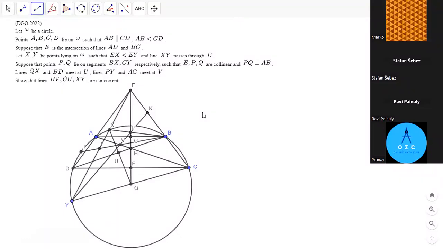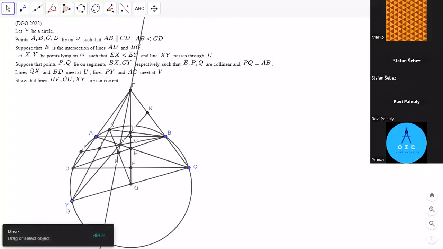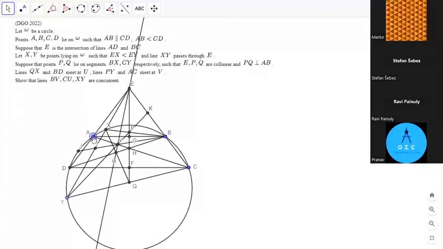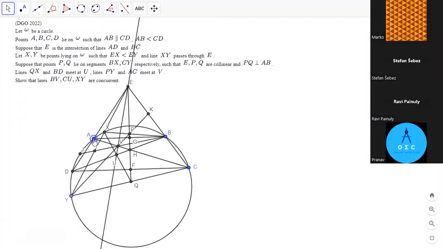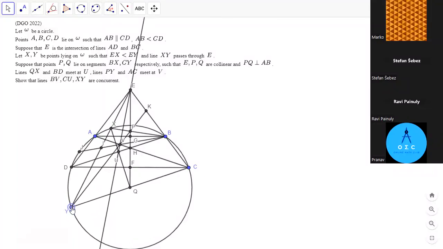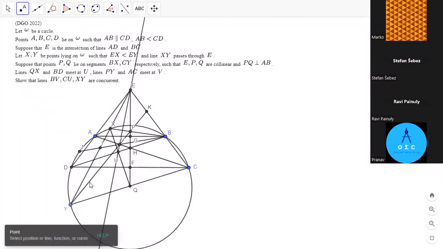Is E, U, and V collinear? That's a good question. Ah, it looks like they are. Let me check. Sorry, I don't know why it's making it hard on me. Yeah, good point. So yeah, E, U and V are collinear. Not sure why, but it's a good observation. All right. Maybe that will make projecting a bit easier.